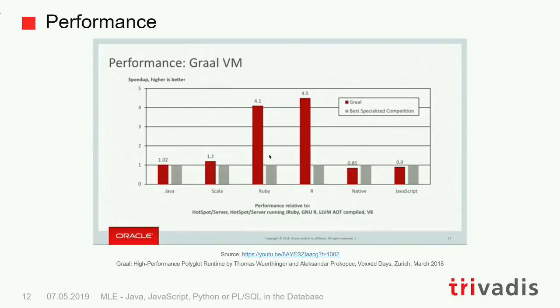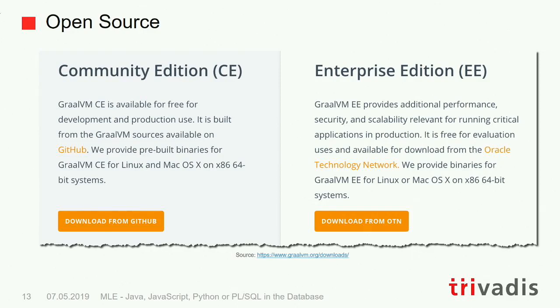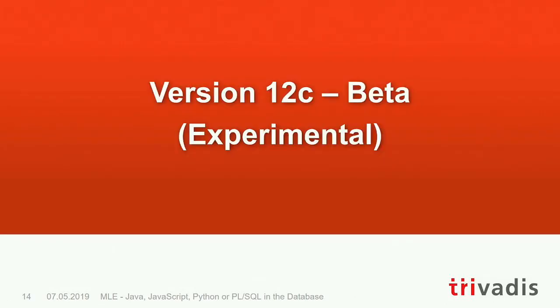Okay. Good. So we have two editions for the GraalVM. One is the Community Edition, and one is the Enterprise Edition. Community Edition is free. It does not have all the features, but you see all the source code. The Enterprise Edition comes with some additional performance tricks and also additional security features. So Twitter is probably the largest customer of that one, just to gain better performance or get the same performance with less hardware. So, what do we have in version 12c, the current beta of the GraalVM in the database?